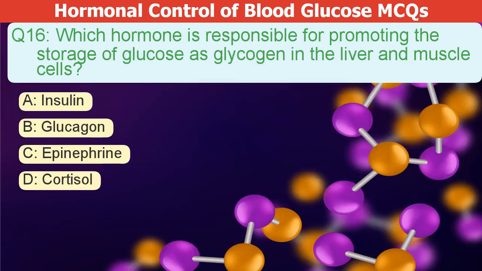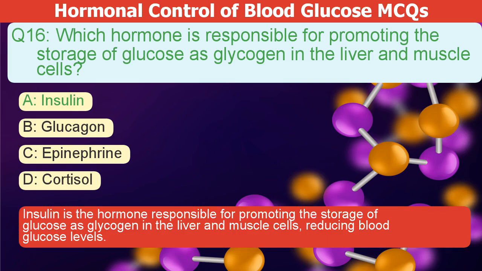Which hormone promotes glucose storage as glycogen in the liver and muscle cells? A. Insulin. B. Glucagon. C. Epinephrine. D. Cortisol. The correct answer is A. Insulin is the hormone responsible for promoting the storage of glucose as glycogen in the liver and muscle cells, reducing blood glucose levels.